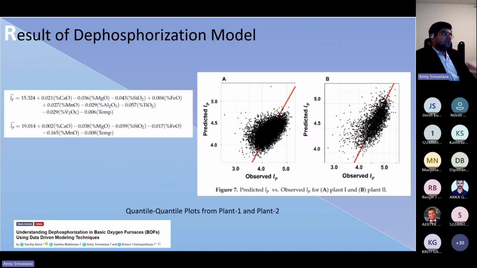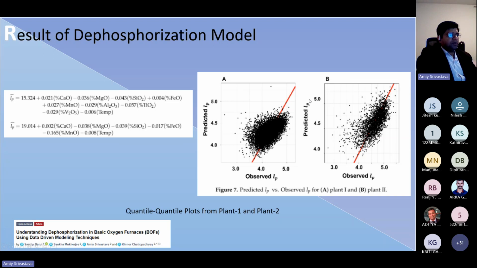And then we got some results. So this was our final equation. This was kind of the 100th equation for the phosphorus partition. And one good thing about this equation is that we could capture the effect of vanadium oxide and titanium oxide. In the previous equations, these values were not captured. So machine learning helped us to identify these two values as well.